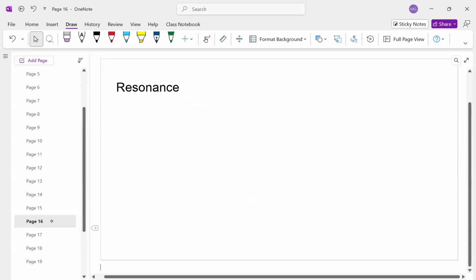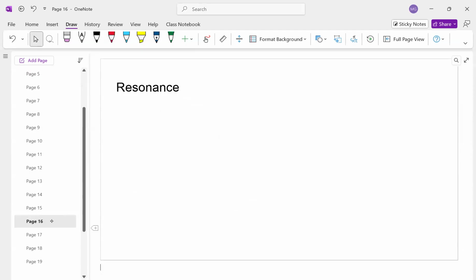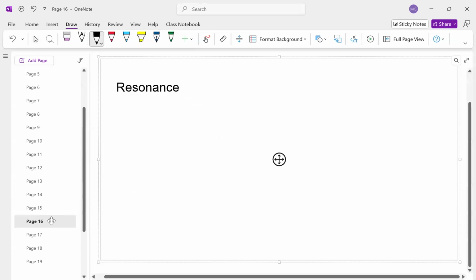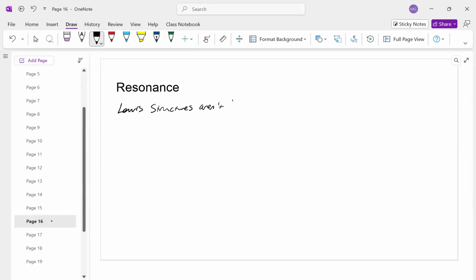Now I'm going to go down a little bit of a rabbit trail, and then we'll end up circling back to this when we start drawing Lewis structures. But sometimes Lewis structures aren't good enough to describe some compounds. Now, what do I mean by this? It's best illustrated with an example.